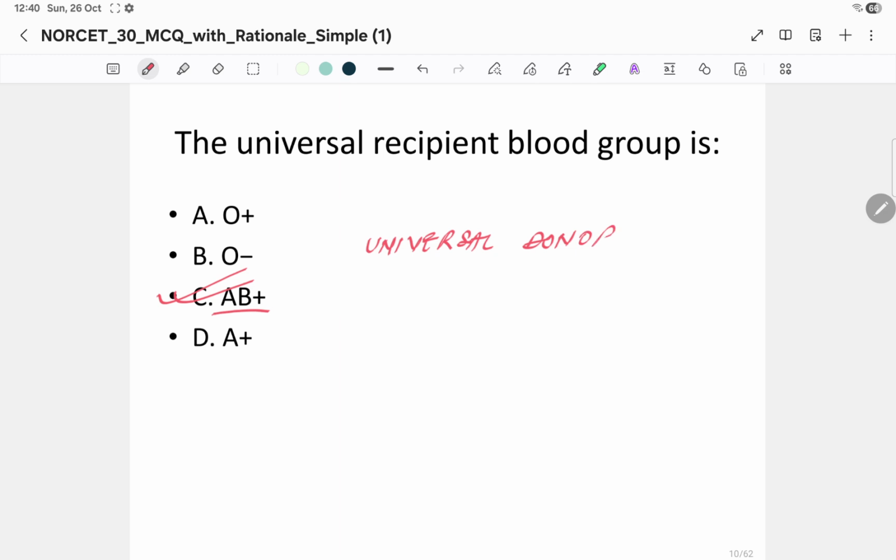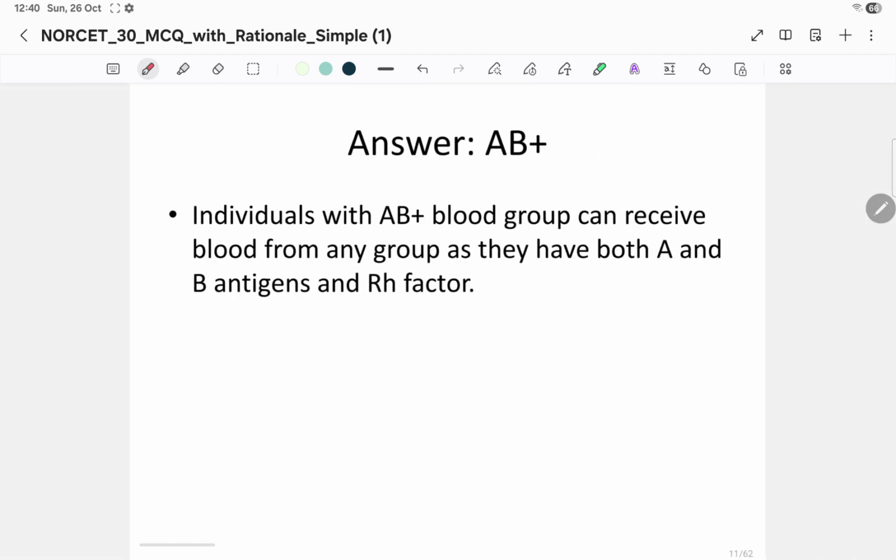Which blood group is known as universal donor? So individuals with AB positive blood group can receive blood from any group as they have both A and B antigens, right? And Rh factor. So that's why they can receive blood from any group.